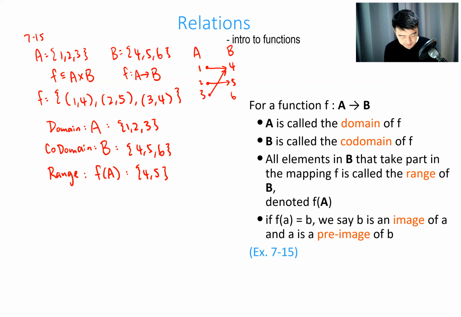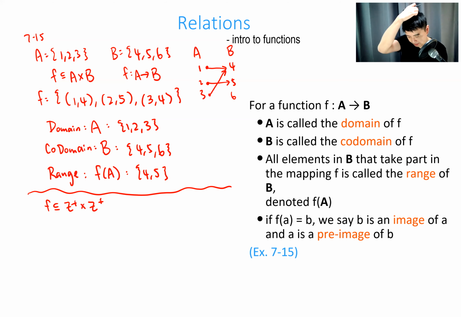Okay, so let's do a very quick example here. Let's start with a relation. I'm going to have a relation F, which is a subset of Z plus cross Z plus. My question is the following: is it a function? And if so, what is the domain and what is the range of this function?